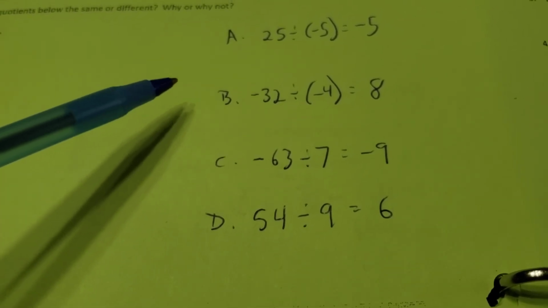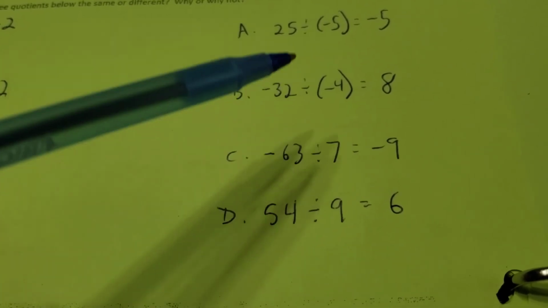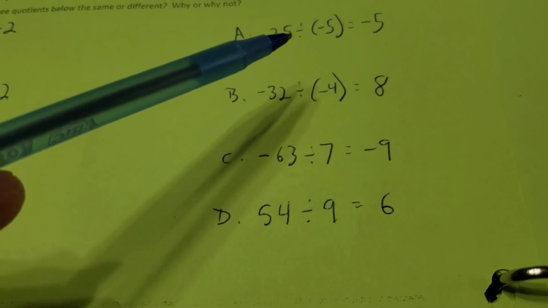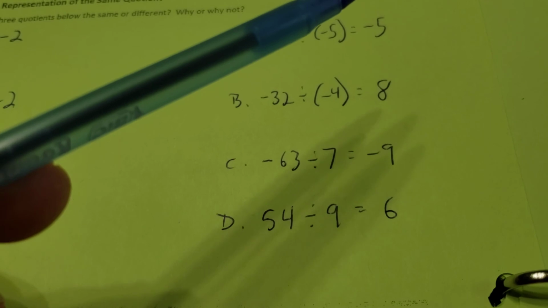So remember, if you have like B or D, where you have the same signs, you get a positive answer. Or if you have opposite signs, positive divided by negative or negative divided by positive, that one negative sign will change your answer to a negative.